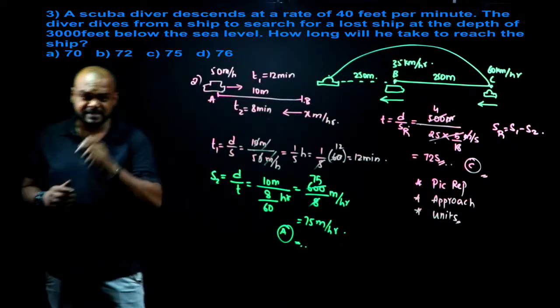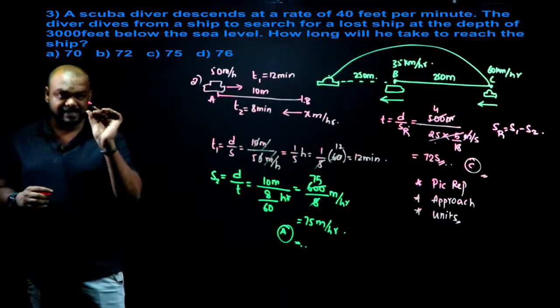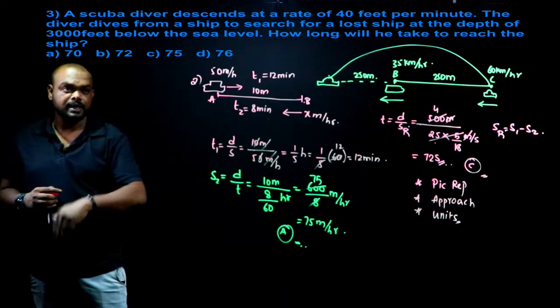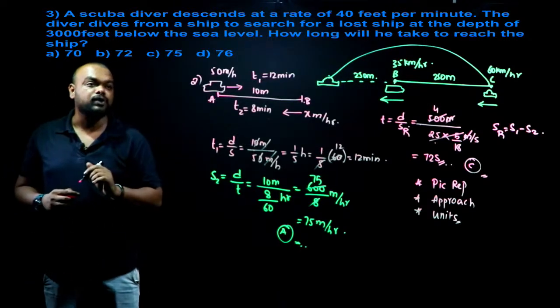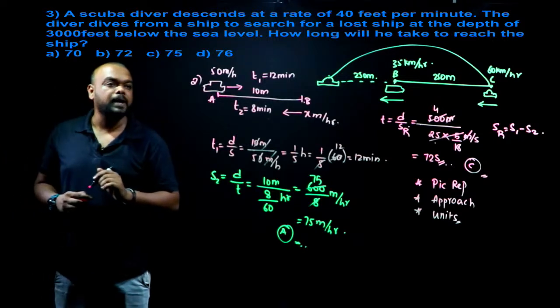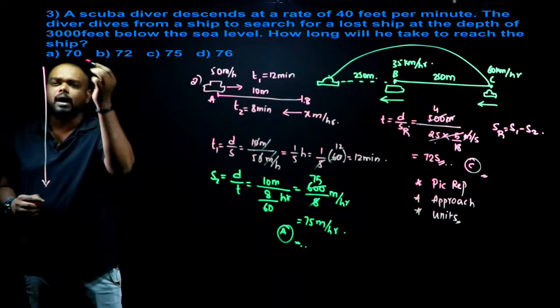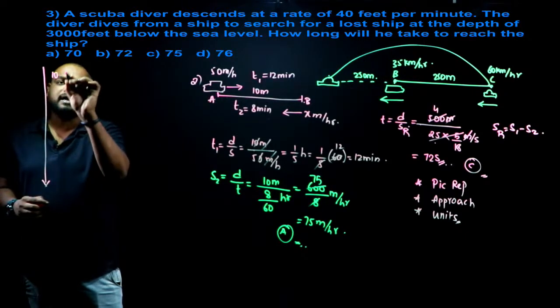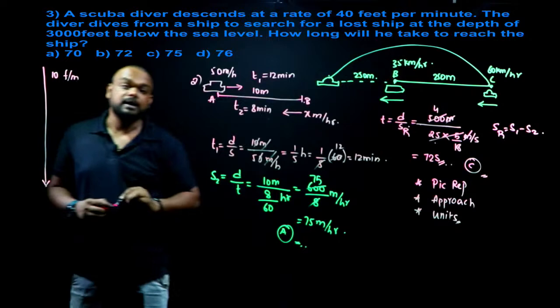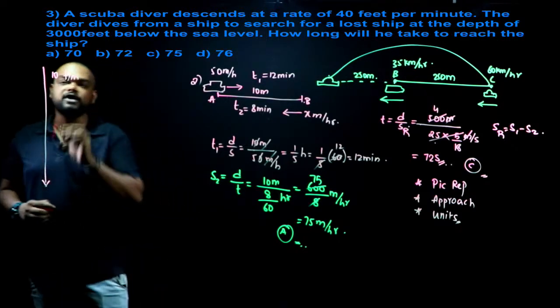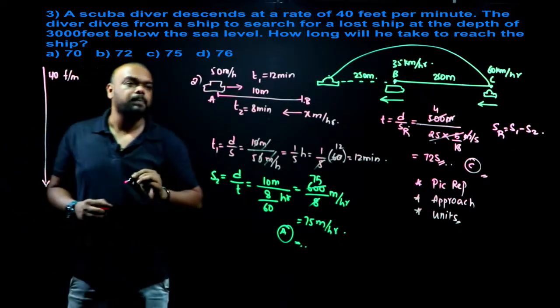Okay, let us understand the question properly. What is it telling? A scuba diver is descending, in a river or a sea, anything. What is the speed? 40 feet per minute. Okay, 40 feet per minute.